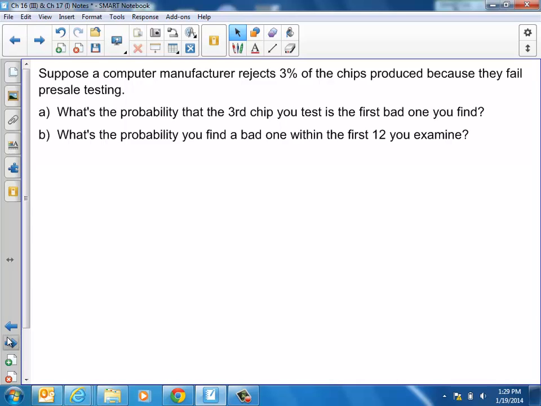All right. New type of thing here. We're going to start Chapter 17. Chapter 17 has us working with special probability models. Okay, so let me see if I can speed this up a little while. I imagine I took a fair amount of time. Suppose a computer manufacturer rejects 3% of the chips produced because they failed pre-sale testing. We want the probability that the third chip you test is the first bad one you find.